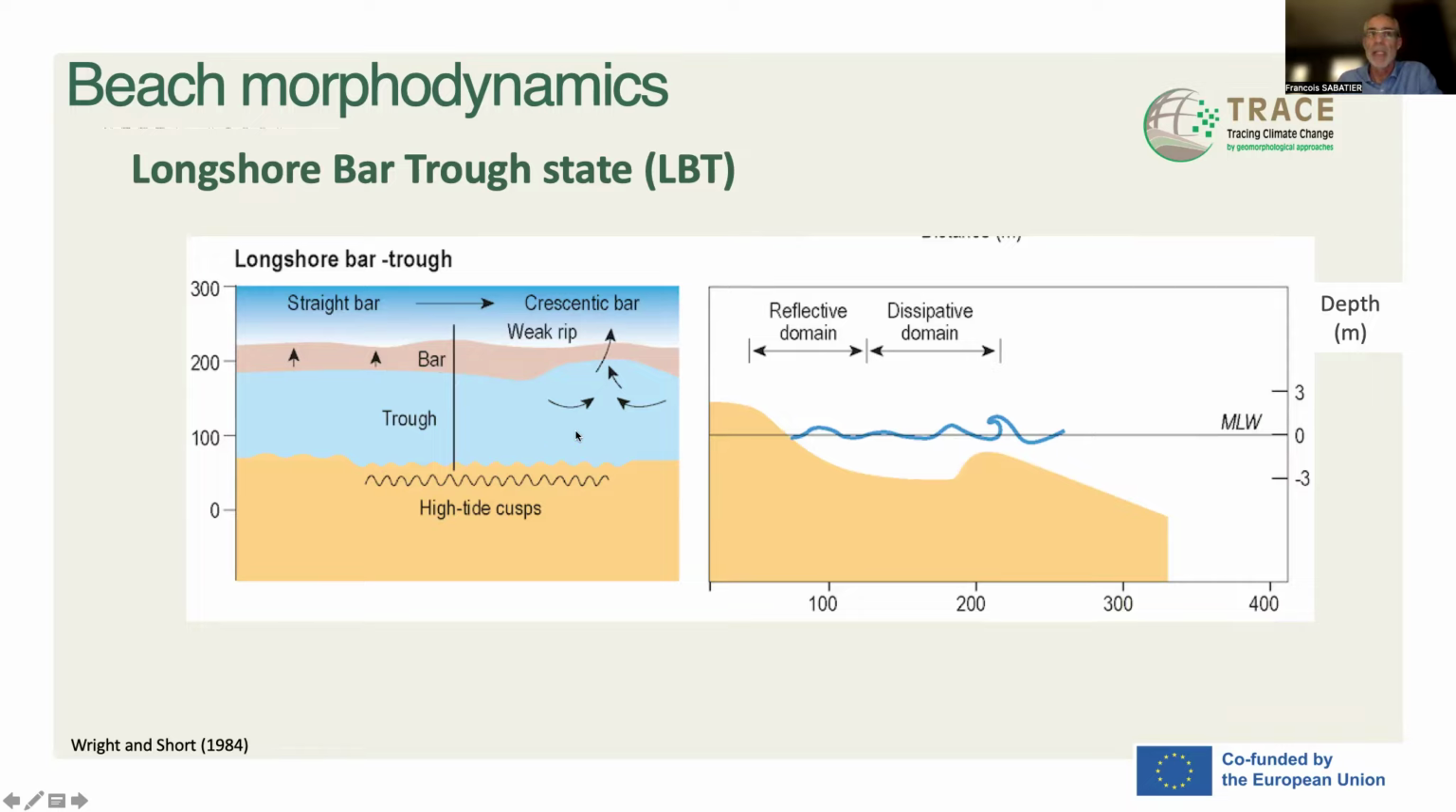The currents are mainly longshore. There is a lot of longshore current, and this current is, of course, parallel to the shoreline. Rip currents may occur, but they're generally weak because the morphology is relatively uniform along the coast.